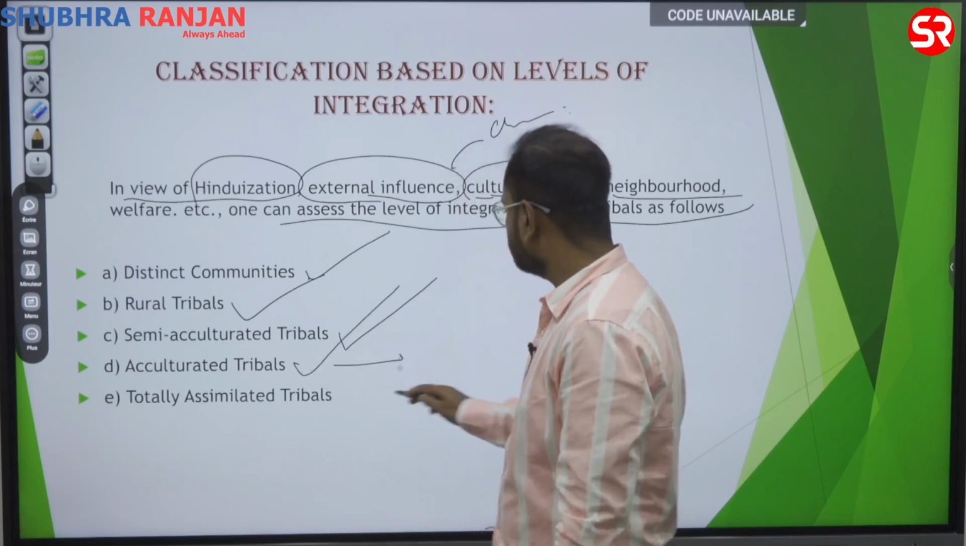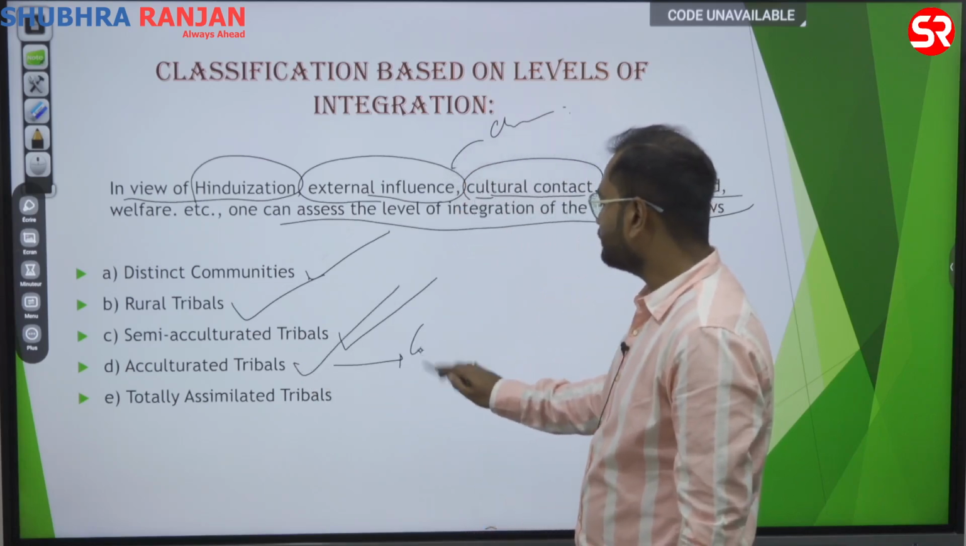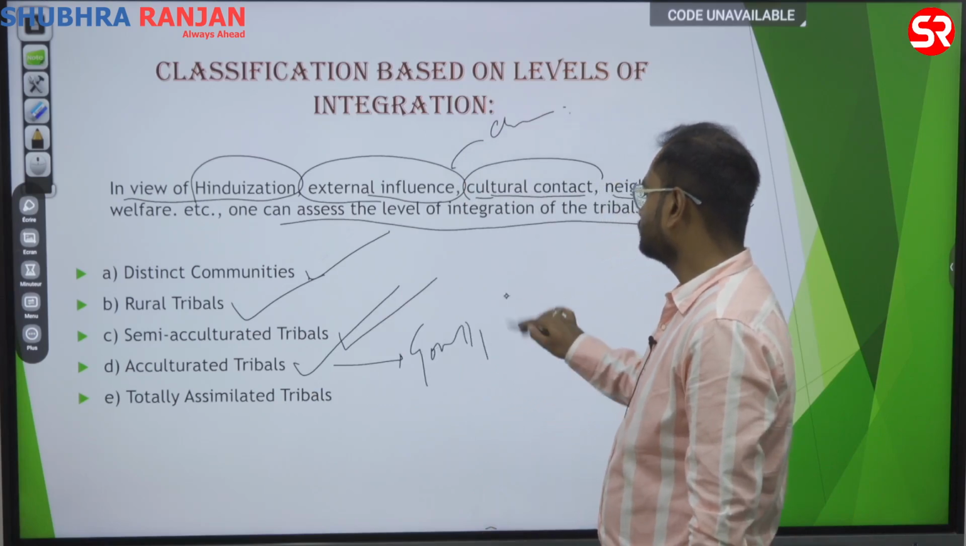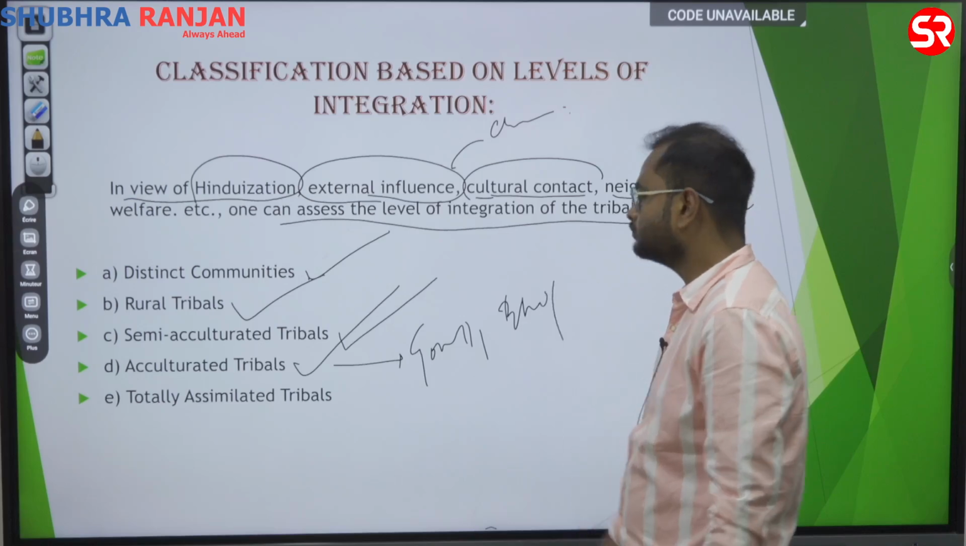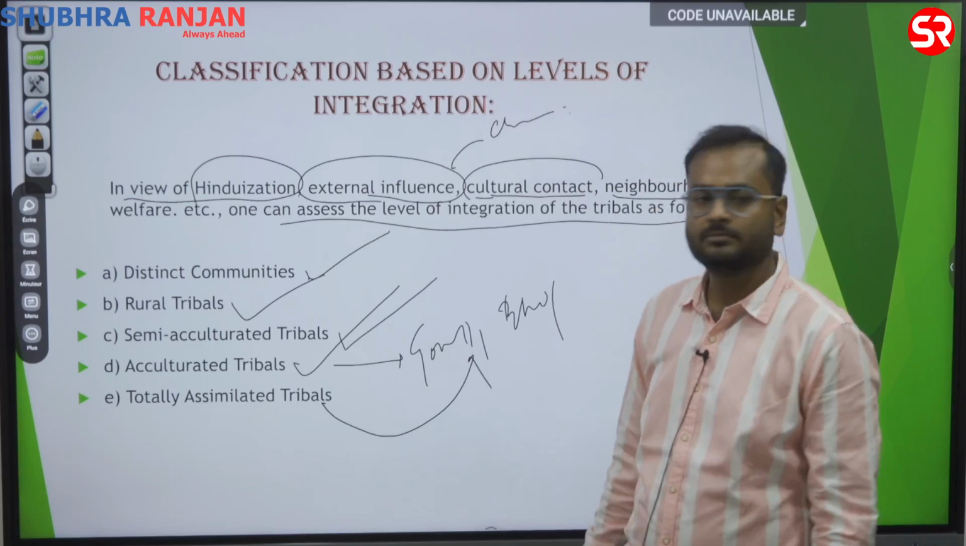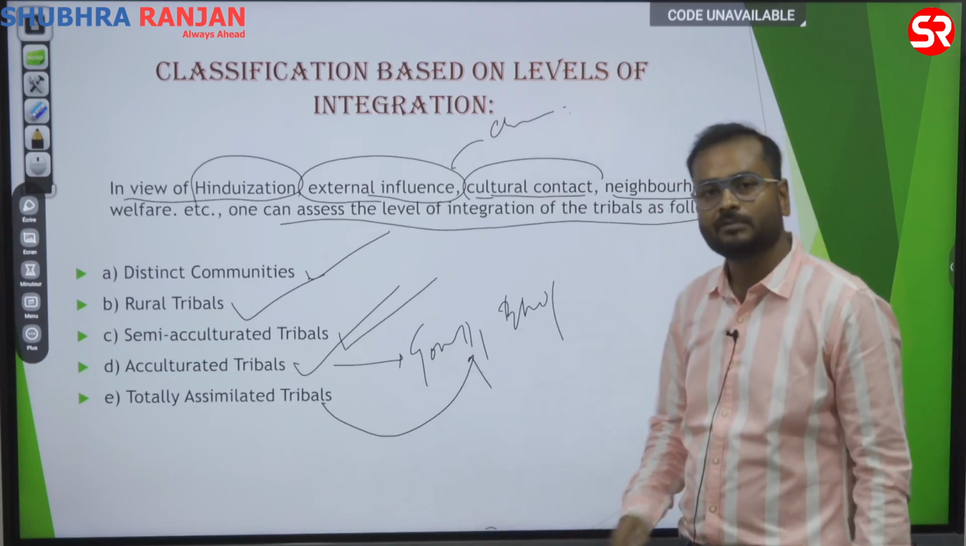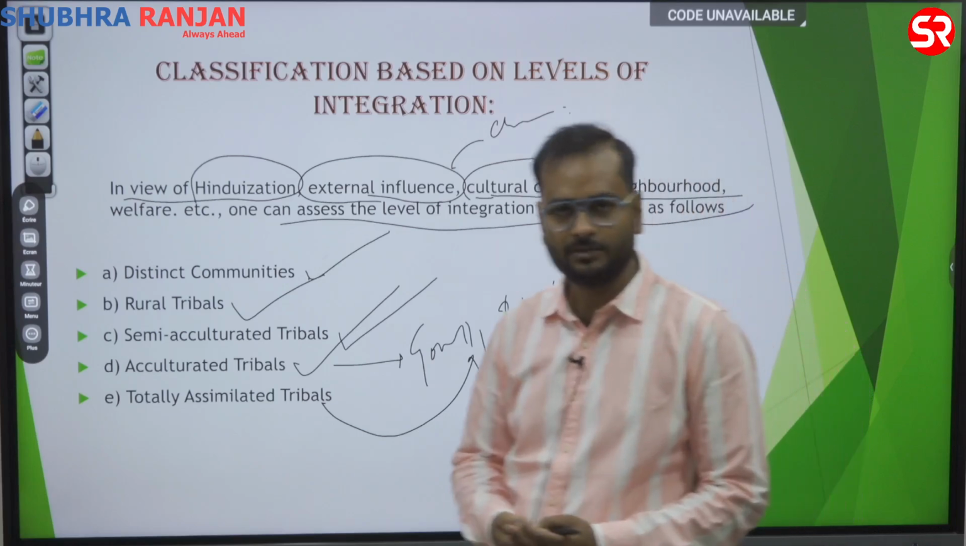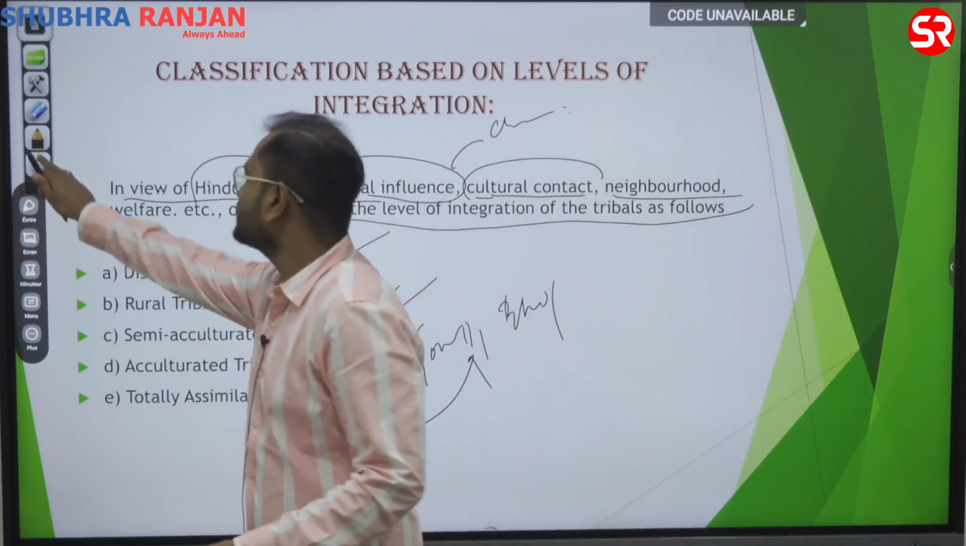You can quote, for example, Gond, Bhil. These are totally assimilated because Bhils and Gonds are completely into the Hindu fold. Okay. So this is again one such standard of classification.